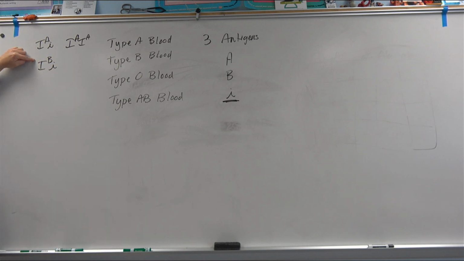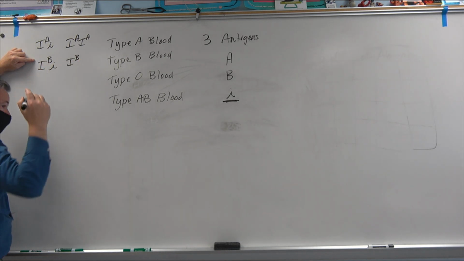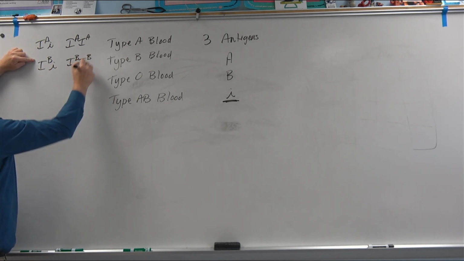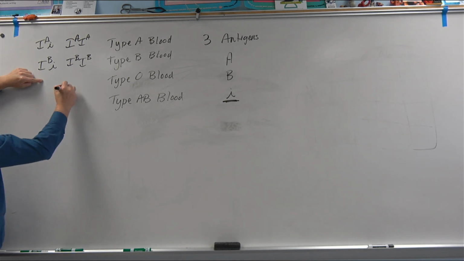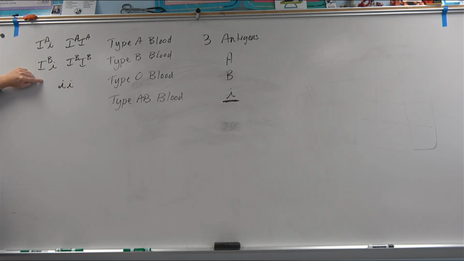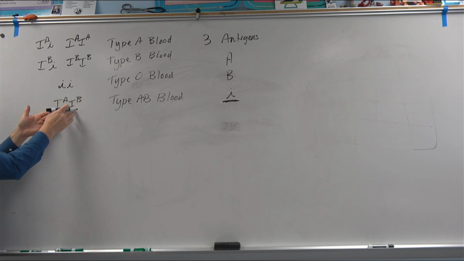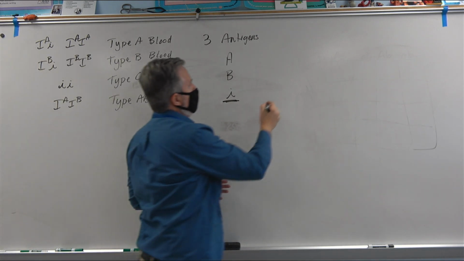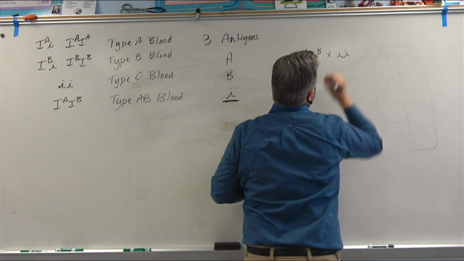That would be 1. IB, IB. What about type O? Little i, yep. And then AB. Just because they are like this doesn't mean you can't do a cross.